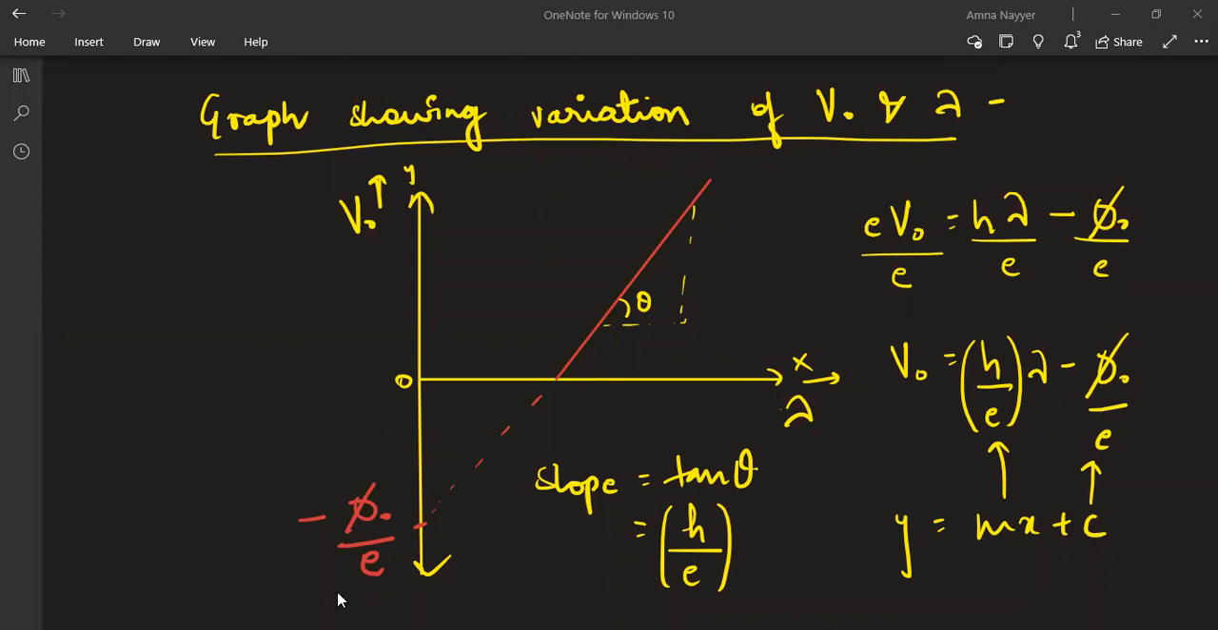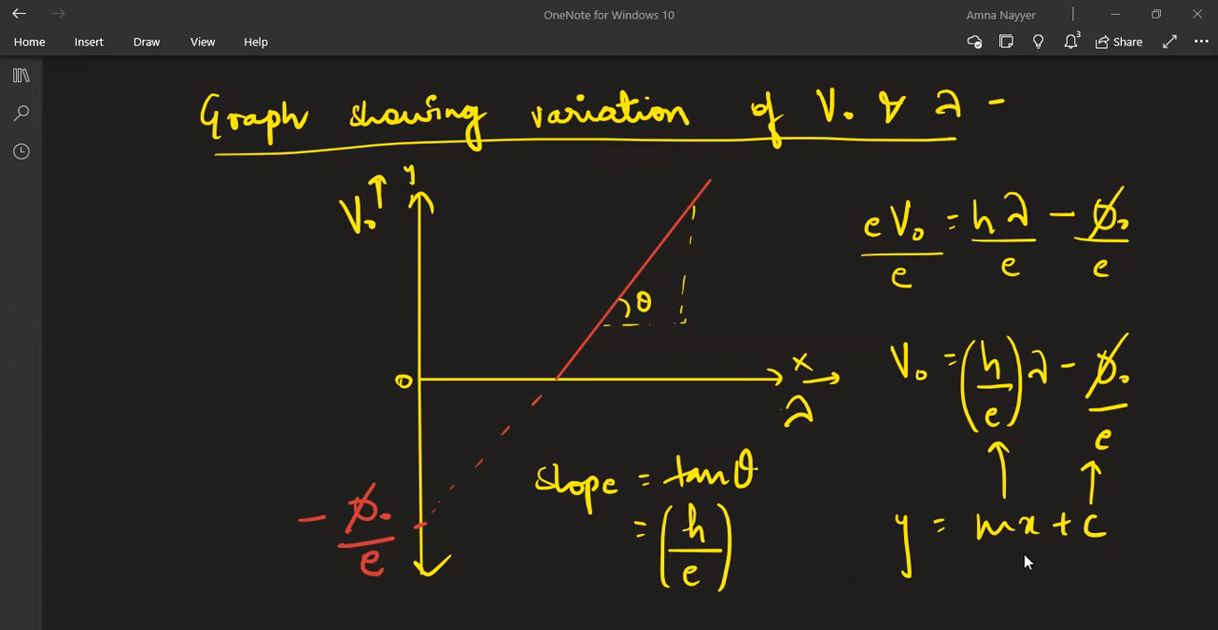Now, why is this point written as minus phi naught by e? Look here, eV naught is equal to hν minus phi naught. If you divide this entire equation by e, the electronic charge, this e will get cancelled. We'll be left with V naught equal to h by e into frequency minus phi naught by e.